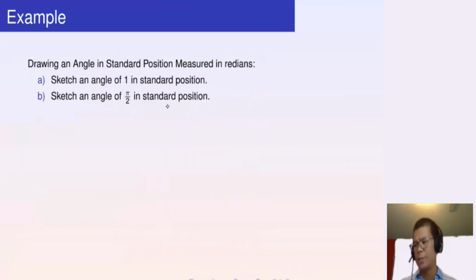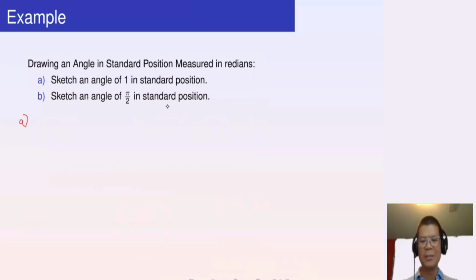Now let's draw angles in standard position in radians. Mustafa, can you read for us, please? Drawing an angle in standard position measured in radians. A, sketch an angle of 1 in standard position. B, sketch an angle of pi/2 in standard position. Very good. Can you do that?